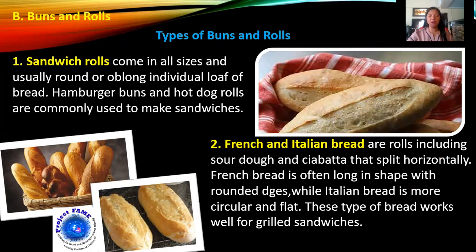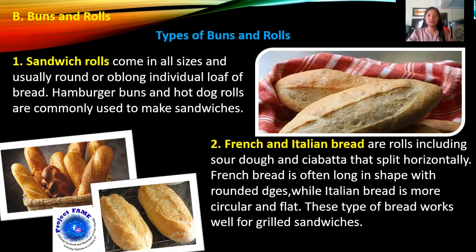Okay, another type of bread is the buns and rolls. And here are the different types of buns and rolls. The first one is the sandwich rolls. They come in all sizes and are usually round or oblong individual loaves of bread. Hamburger buns and hot dog rolls are commonly used to make sandwiches.